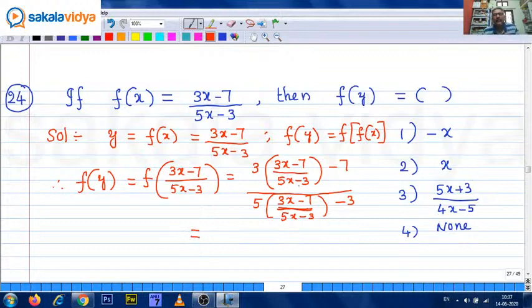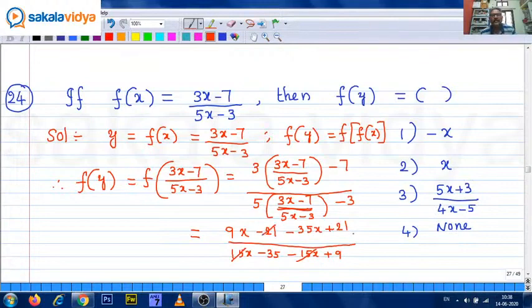Right, here 5x minus 3 LCM, here also 5x minus 3 LCM, both will get cancelled. Let us simplify: 9x minus 21 minus 35x, because minus 7 into this one, plus 21 upon 15x minus 35 minus 15x plus 9. Minus 15x plus 15x cancel. So 21, 21 get cancelled. So we have 35 minus 9 is 26. That is minus 26x upon minus 26. So we have x. That means the second option is the right option. Second option is the right option.